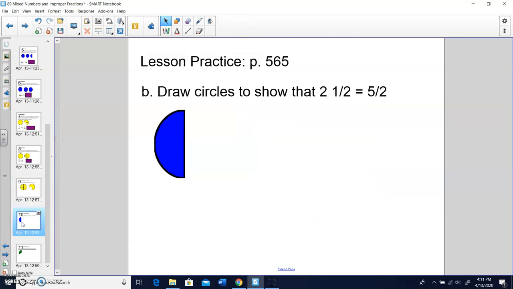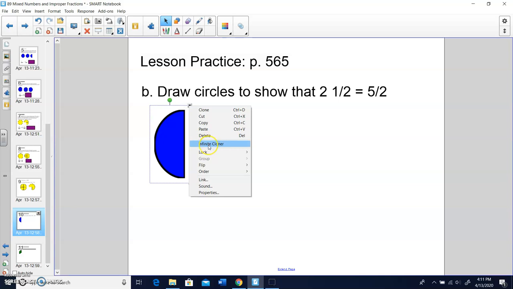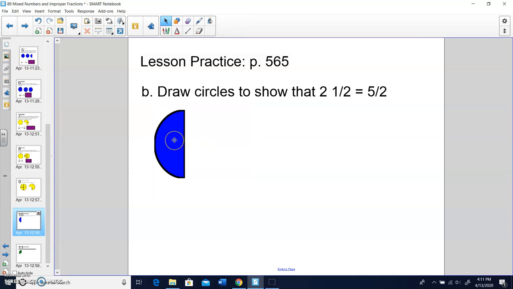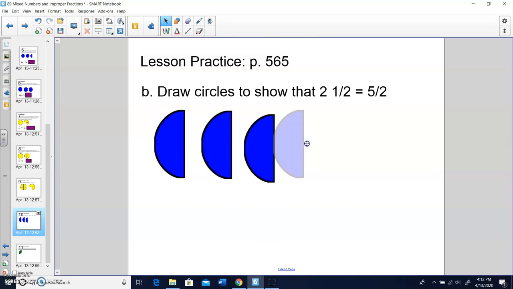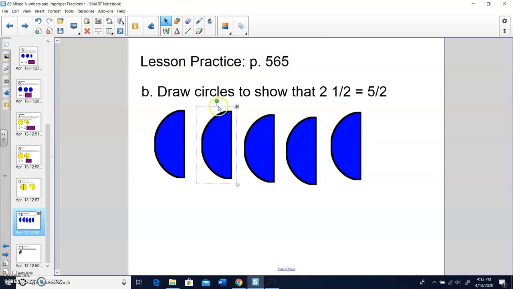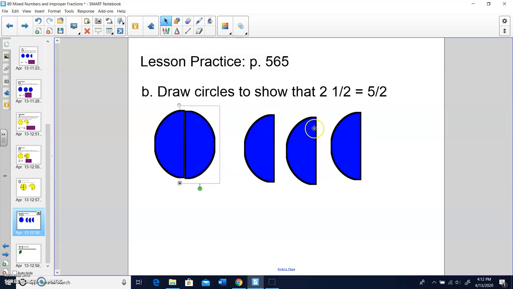Okay, go ahead and do B. Draw circles that show that 2 1/2 is the same as 5/2. So again, draw your circles, split them into parts, and shade what is necessary. Okay, so 2 1/2 is the same as 5/2. So I need 5 halves. 1, 2, 3, 4, 5. Okay, and now I'm going to put them together to form into circles. So I should end up with 2 1/2 circles. So here's 2 full circles and 1/2 left over.